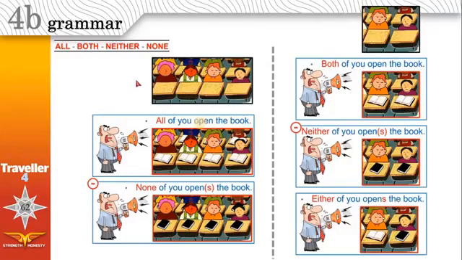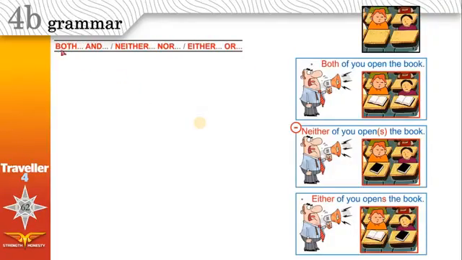Now let's move on to the next one. Both and, neither nor, either or. This is Bill and this is Tom. When the teacher said, both of you open the book, both Bill and Tom opened their books. Now and links 2 words or phrases together in one sentence. With both, we only use and. We don't use or nor.